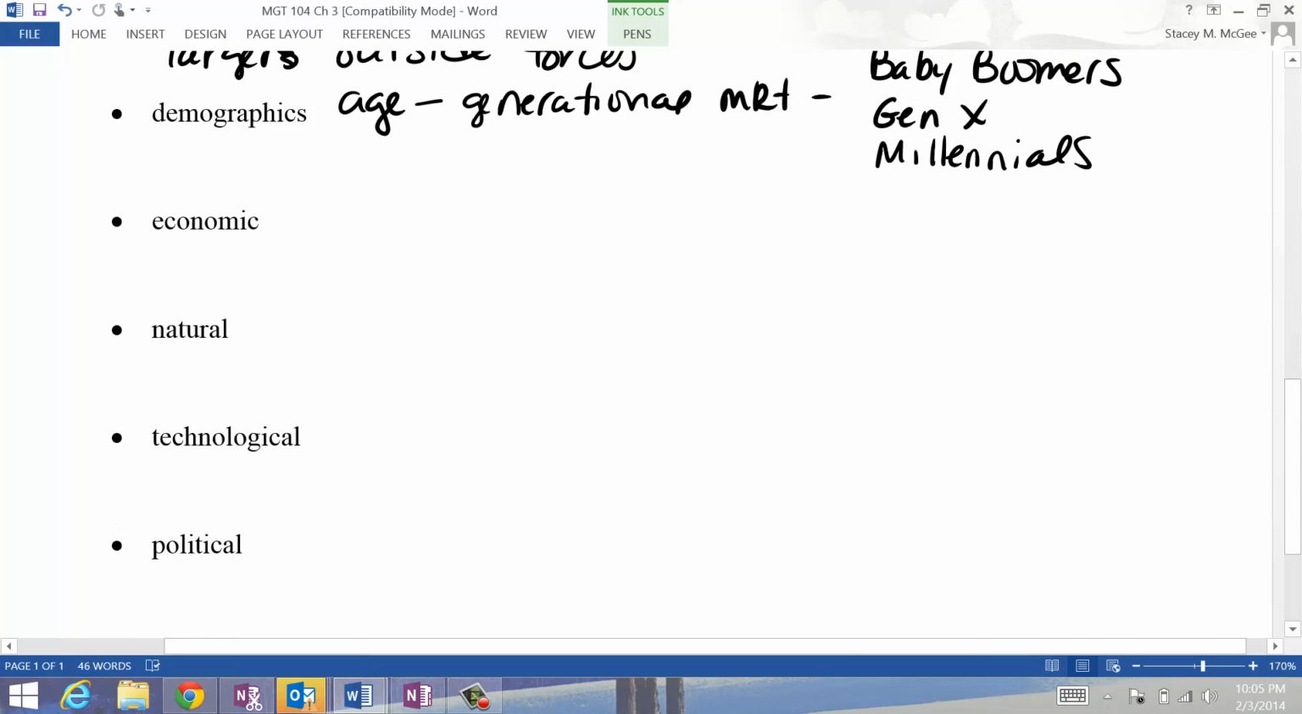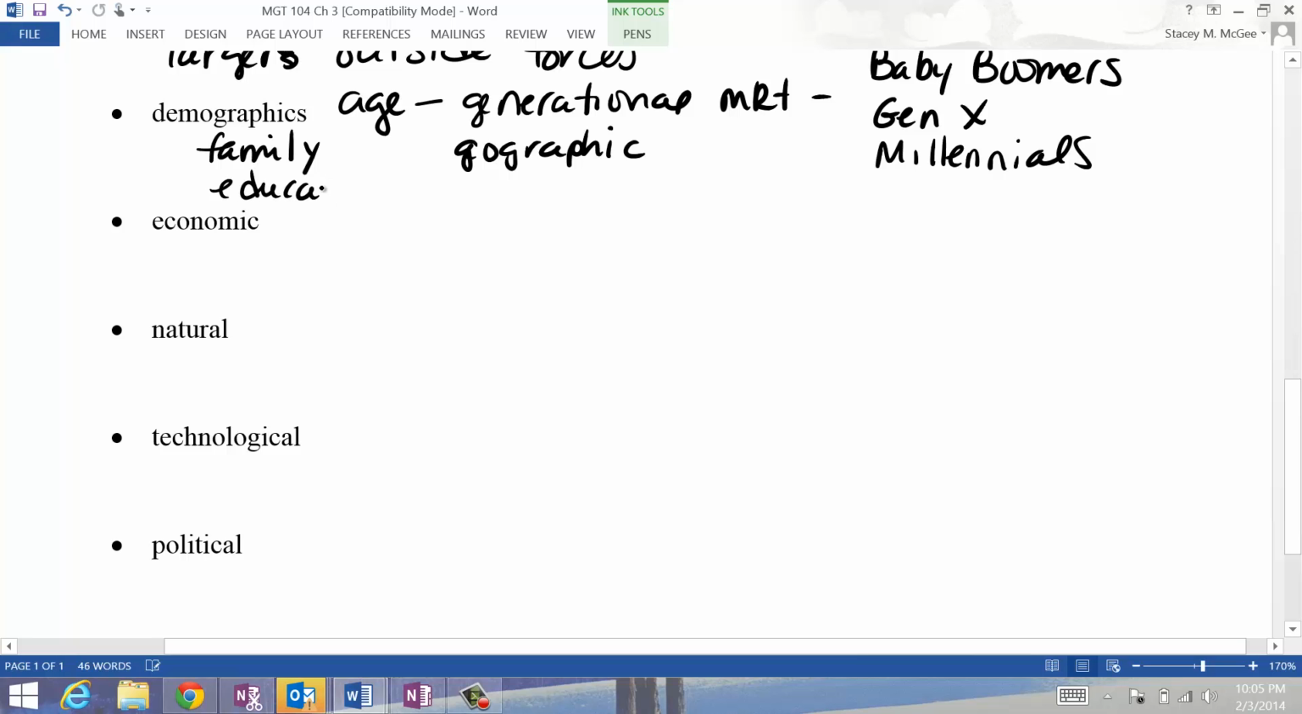Some other demographics that are affecting marketers are changes in the family structure, more single parent families and diverse families, and shifts in geographics, people moving, whether they're shifting to cities or to suburbs, or from the northeast out to the southwest. So geographic shifts.